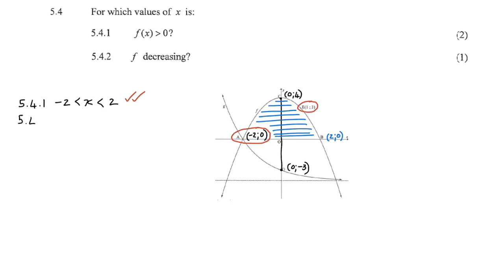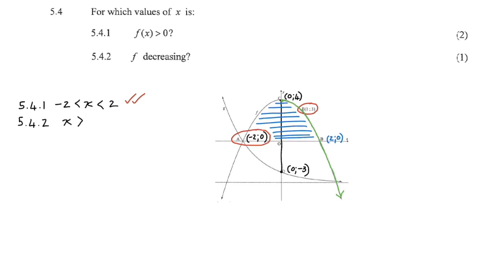Now let's take a look at 5.4.2. For which values of x is f of x decreasing? If you take a look at the graph, you will see that the quadratic function f of x is decreasing to the right of its turning point at x equals 0. So for x greater than 0, the function is decreasing. So here you will get 1 mark for correctly identifying that f of x is decreasing when x is greater than 0.